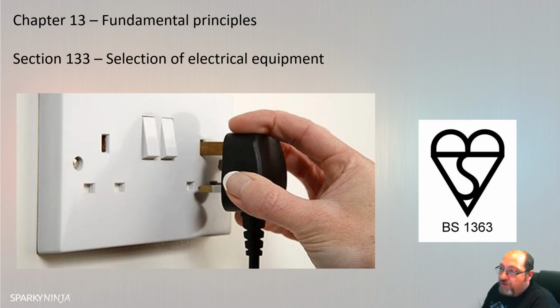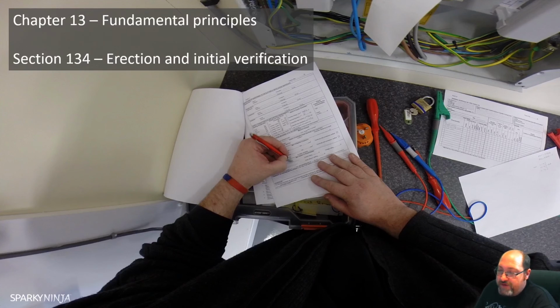We then have 134, which is initial verification and erection. And this is very important. 134.1.1. I repeat this one nearly daily these days. And that is good workmanship by one or more skilled or instructed persons. We'll cover that in part 2. And proper materials shall be used in the erection of the electrical installation. The installation of electrical equipment shall take account of the manufacturer's instructions. That sounds easy. Apparently, it's not, but it should be.